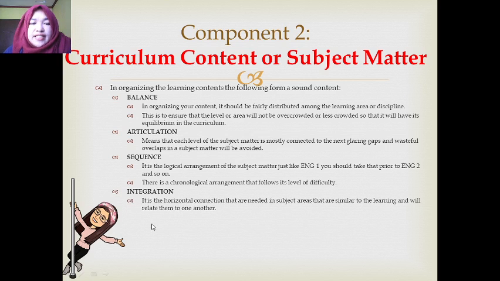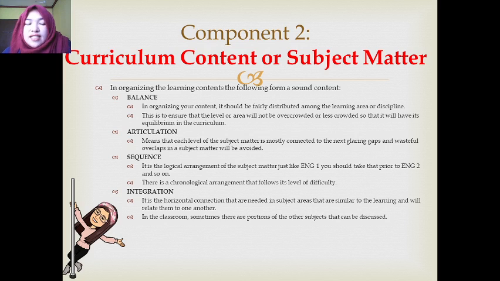Integration. It is the horizontal connection that are needed in subject areas that are similar to the learning and will relate them to one another. So, in the classroom, sometimes there are portions of the other subjects that can be discussed. Itong integration na to, pag gagawa ka ng lesson plan, itong si integration, kailangan talaga to. Kasi this is the time na malalaman ng observer kung talagang pinag-aralan mo yung lesson na yon.